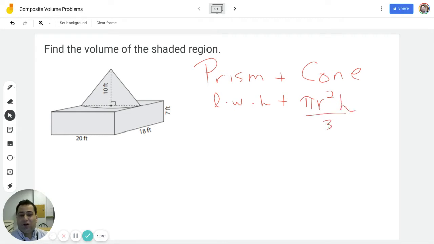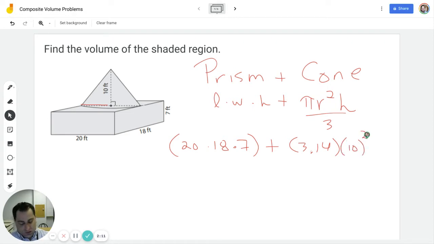We can now start to plug in our values here. Length times width times height for this prism is going to be 20 times 18 times 7. Here I know that pi is going to be 3.14. The radius is going to be half of the width of the rectangle. So here we have all the way across is 20. That means half is going to be 10. And then the height of the cone is also 10.